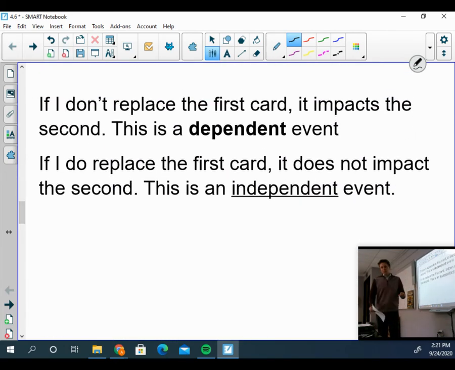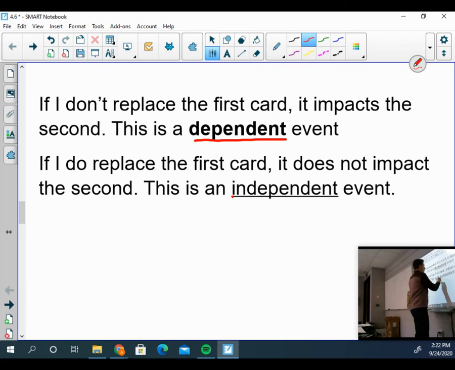So the summary and the definition I want you writing down is, if I don't replace the first card, it will impact the second. If I do replace the first card, it won't impact the second. If you take an action in probability, and it impacts you taking a second action, it is known as a dependent event. But if your first action does not impact the second, it is an independent event. Again, I do want you to pause the video and write these down.